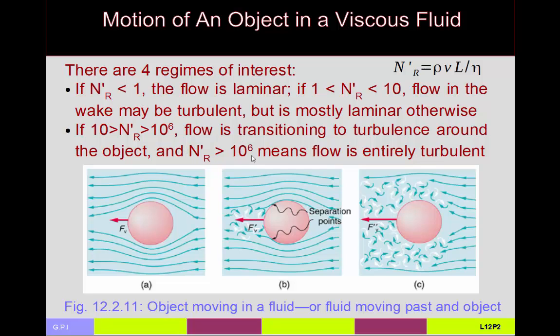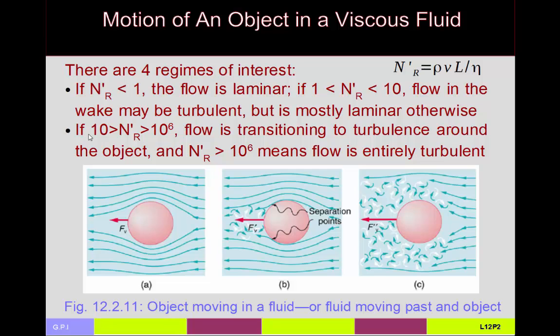If it is greater than 1 million, then you have entirely turbulent flow around it. Now, the 2 in-between regions are from 1 to 10, in which case usually you have turbulence in the wake of the flow. So this fluid is basically flowing around this object, and behind the object there is some turbulence. In front of the object, not so much.